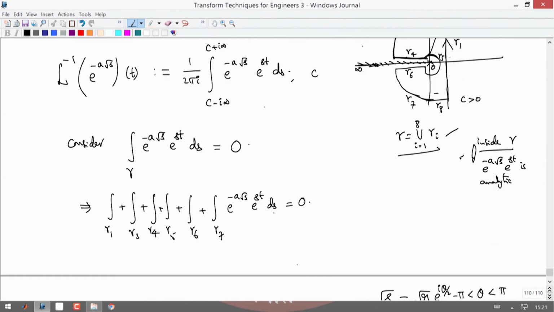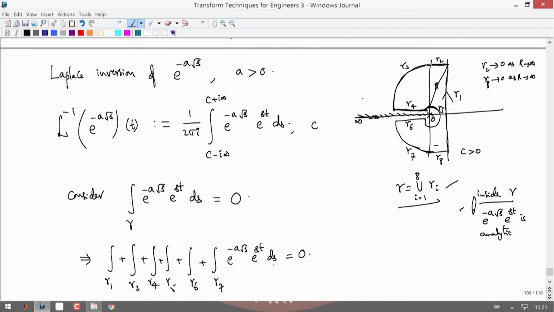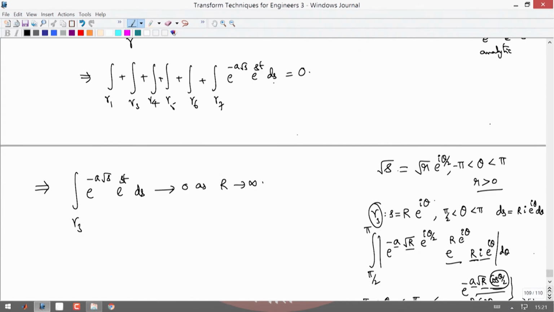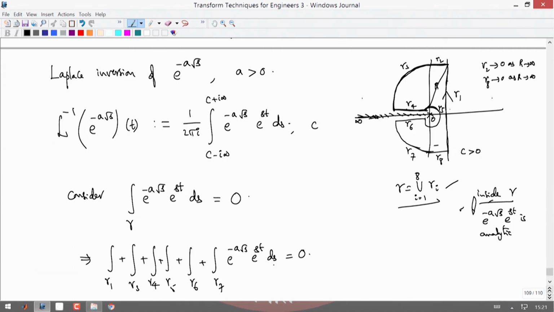So, you have seen as r goes to infinity, gamma 2 anyway goes to 0, this straight line piece, and this circular arc, gamma 3, also goes to 0 as r goes to infinity. By the same technique, consider this circular piece, which is actually between minus pi by 2.